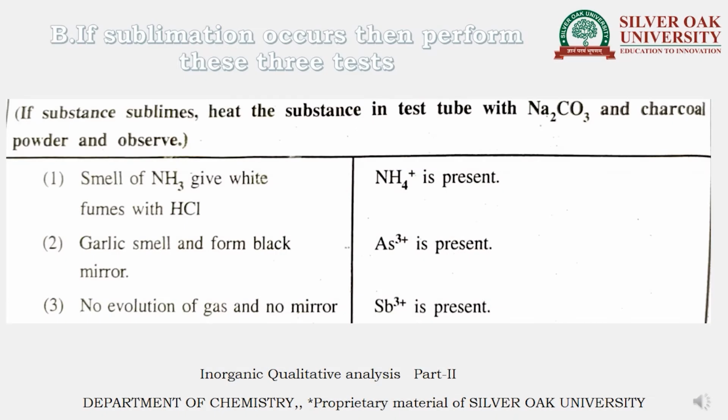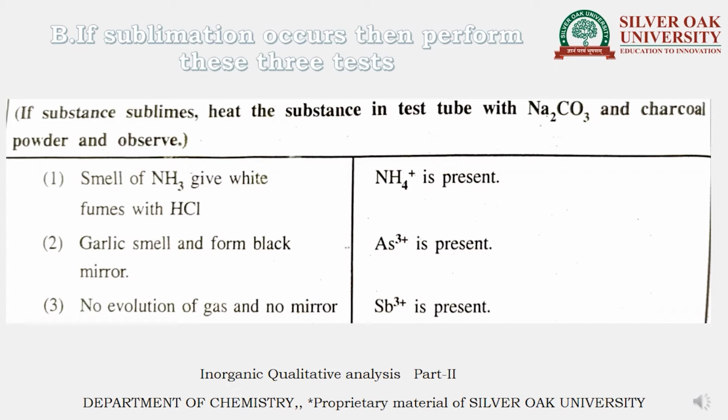Now, as you see in our last test, sublimation occurs. If sublimation occurs, there are three parts. If sublimation occurs, that is, the solid salt converts directly into gas, then take the substance in a test tube with a little amount of sodium carbonate plus charcoal powder, and then observe. Then we confirm which ion is present in our unknown salt.